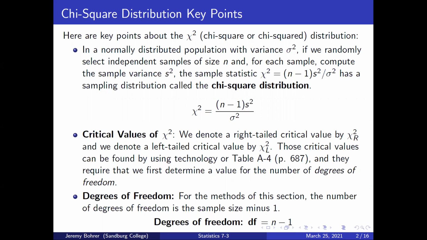Critical values of chi-squared. We denote a right-tailed critical value by chi sub r squared, and we denote a left-tailed critical value by chi sub l squared. Those critical values can be found by using technology or table A4 on page 687, and they require that we first determine a value for the number of degrees of freedom. For the methods of this section, the number of degrees of freedom is the sample size minus 1.